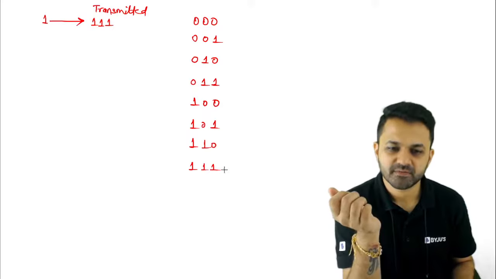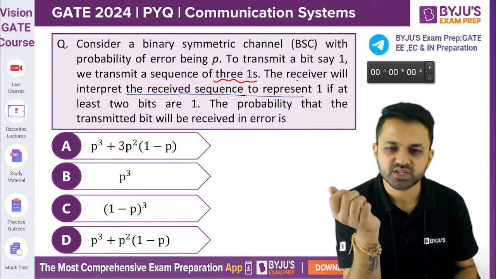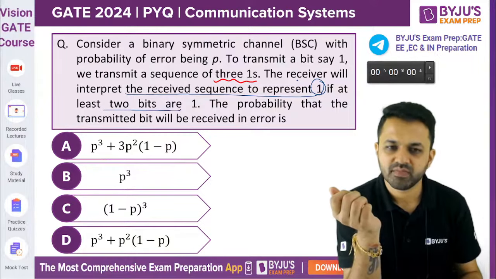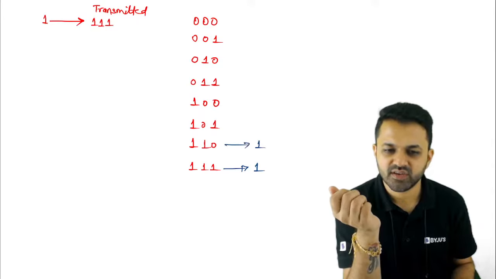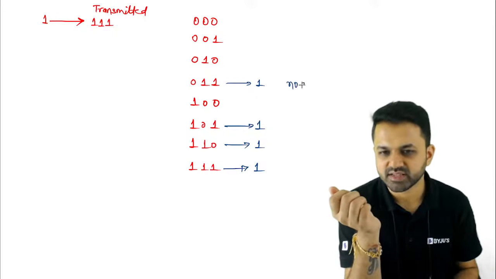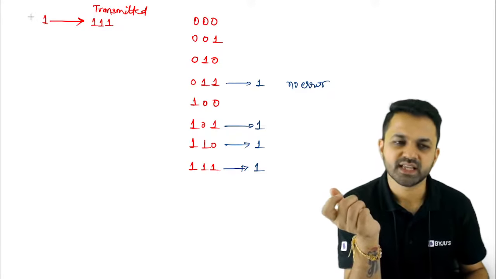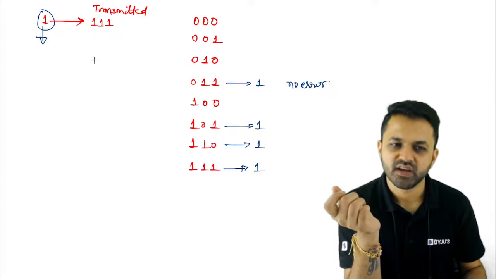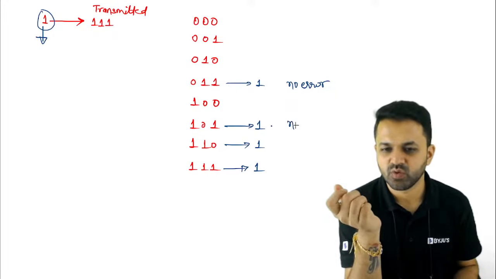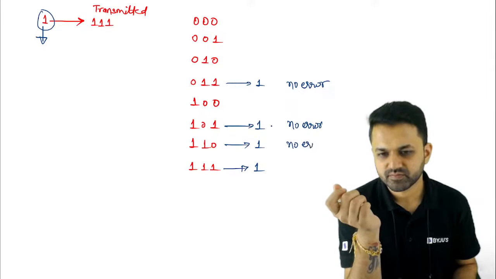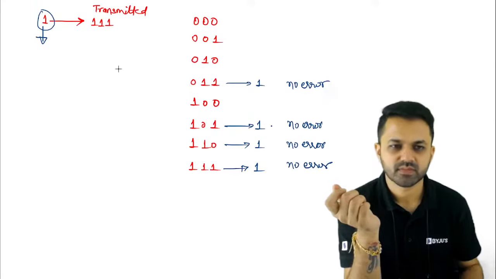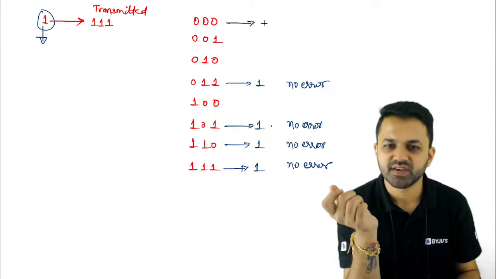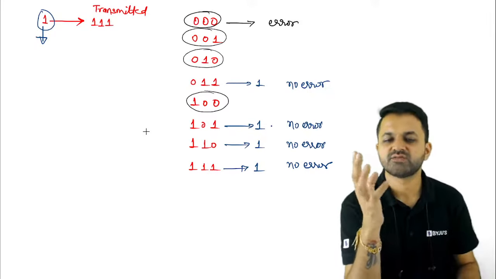Here you can see that these bits are correctly received, and the question says the receiver will interpret the received sequence to represent 1 if at least 2 bits are 1. So the receiver will interpret 1 here, here, here, and here. These are received without error, because if you receive 011, the receiver will receive 1 and you have transmitted 1. When you transmit 1 and receive 1, there is no error. Now these are the bit patterns where you will have an error. These four have errors.